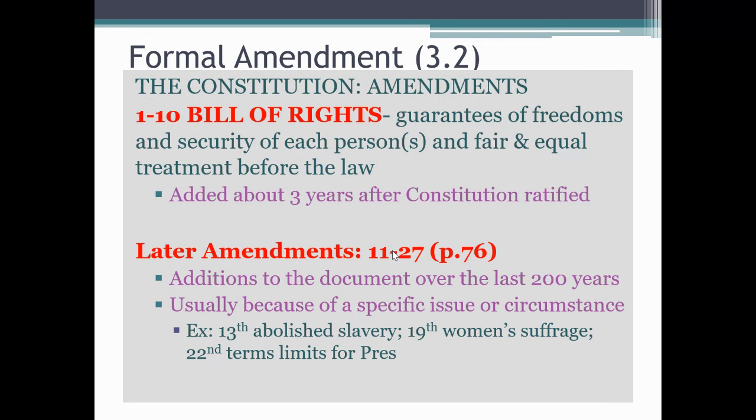Okay, so when we look at the Constitution and the amendments, we took a lot of time last week and into the week before that looking at the Bill of Rights. So the Bill of Rights is that first 10 amendments. Now you guys are pretty good on the quiz. I'll be posting those grades if I haven't done that already this week. But the Bill of Rights, remember the first 9 is all about your individual rights, and then the 10th Amendment is state rights, okay? And it just guarantees those liberties of each person, fair and equal treatment before the law. And again, that was added and ratified 3 years after the Constitution.